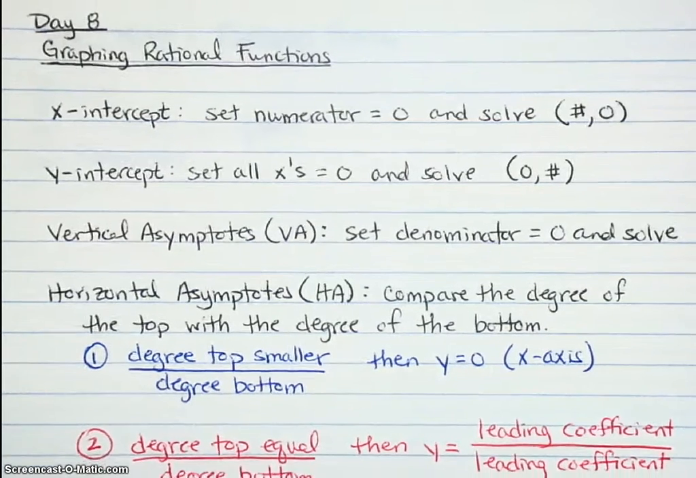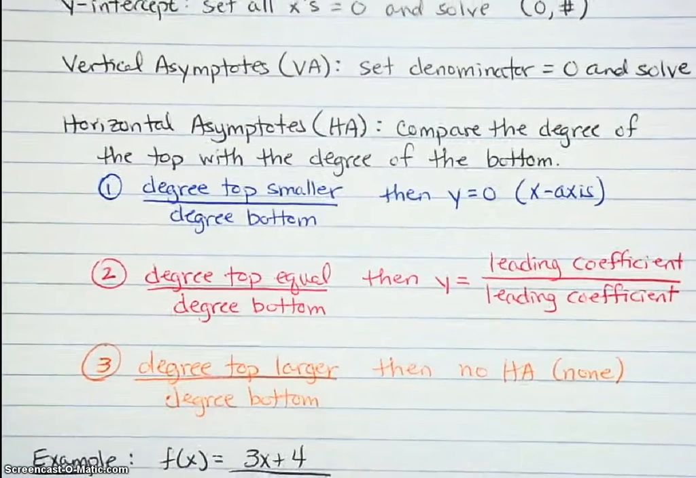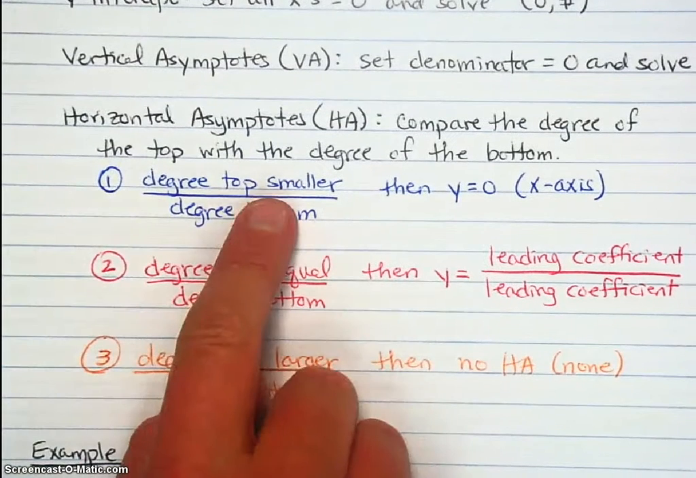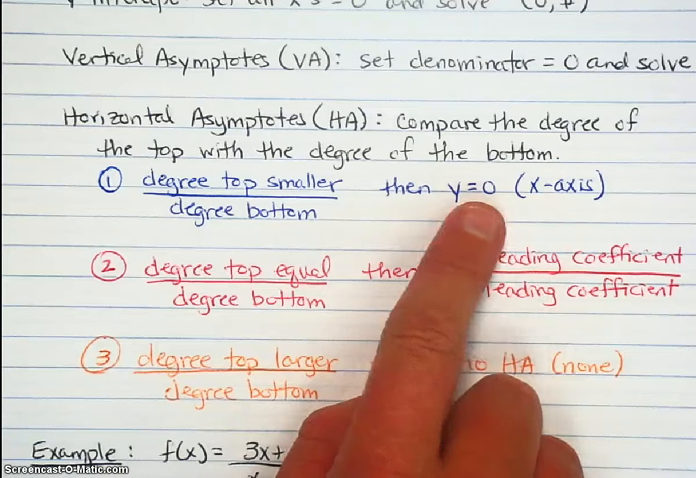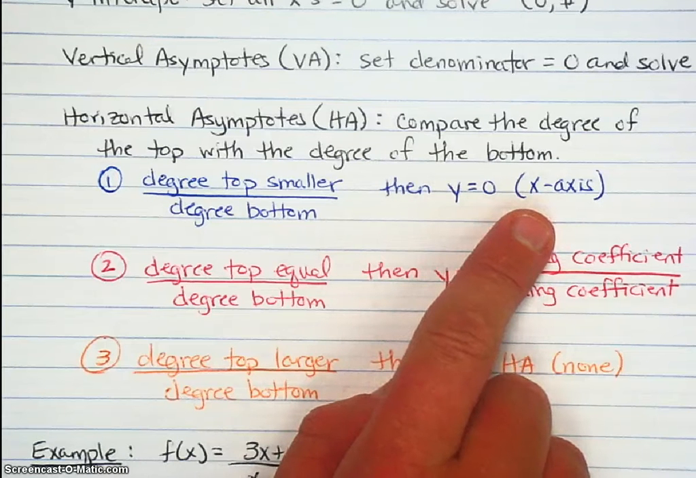So what we do is we compare those. Now, here's how we do that comparison. If the degree of the top is smaller than the bottom, then my horizontal asymptote will be y equals 0, which means it will be the x-axis.